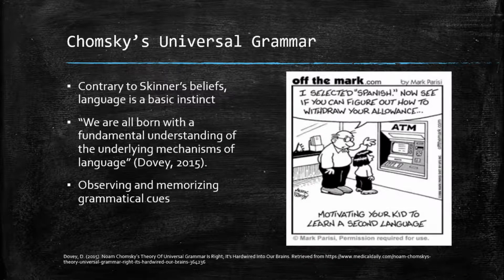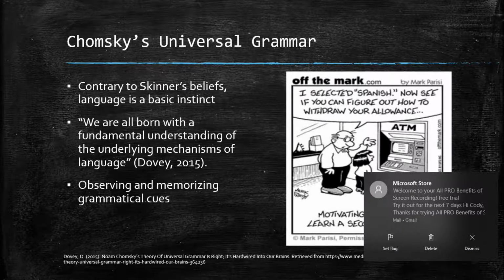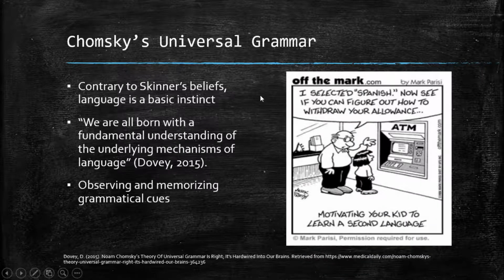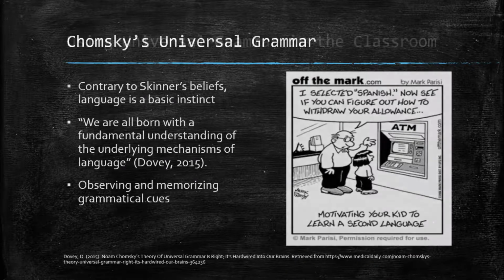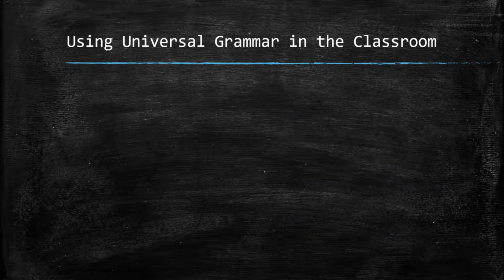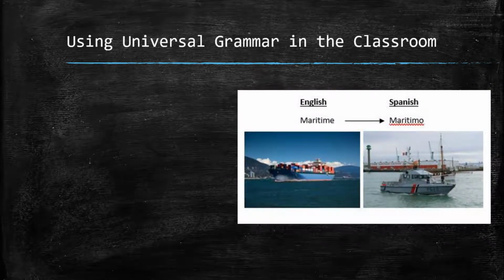Chomsky is focused on observing and memorizing grammatical cues. That is how you are going to process language, is by observing and memorizing these grammatical cues. And we'll see here, I like to do that in social studies with visuals and writing. So using Chomsky's universal grammar in the classroom, here we took an English word, maritime, and translated to Spanish as maritimo, which my Spanish-speaking students had to teach me how to say. I probably still did not say it correctly.